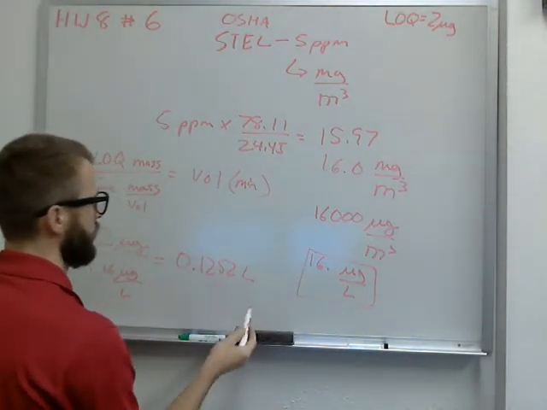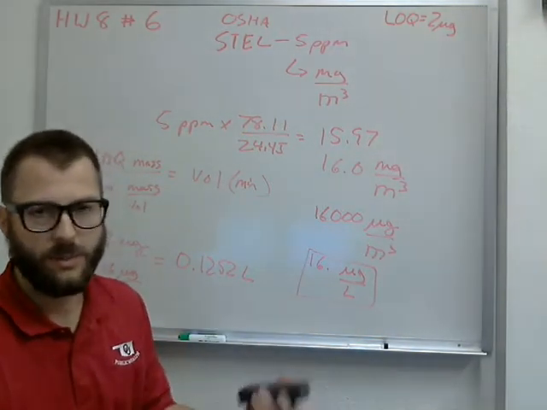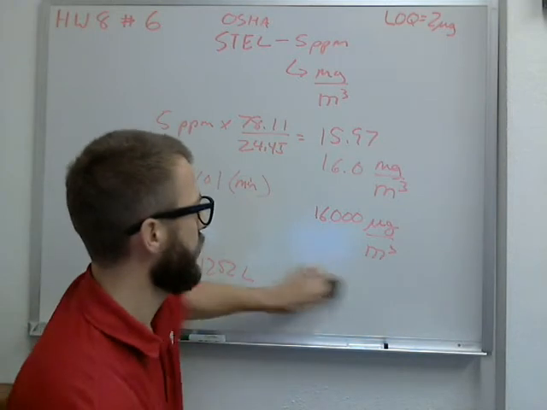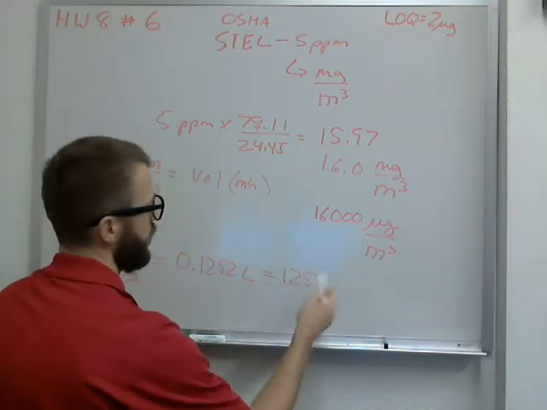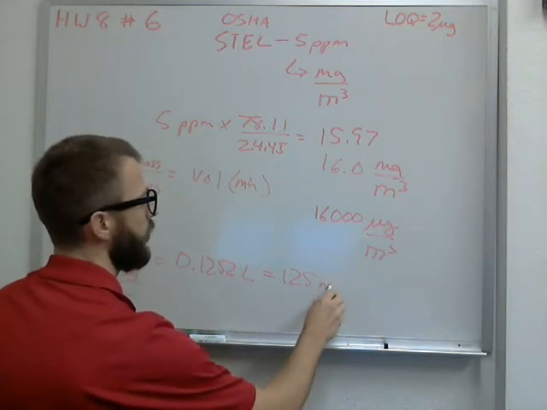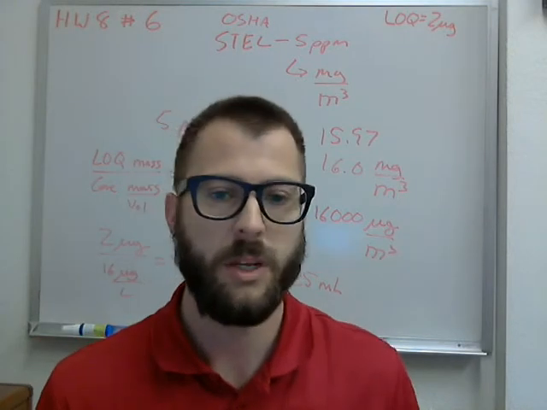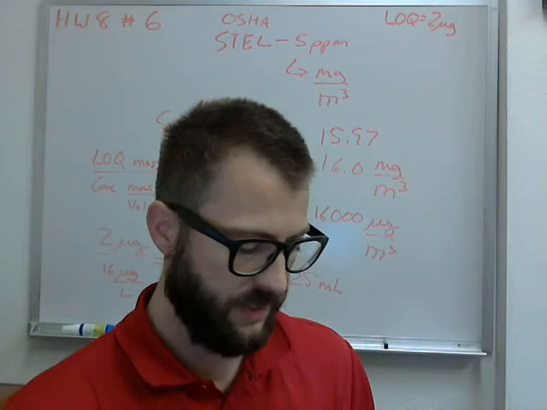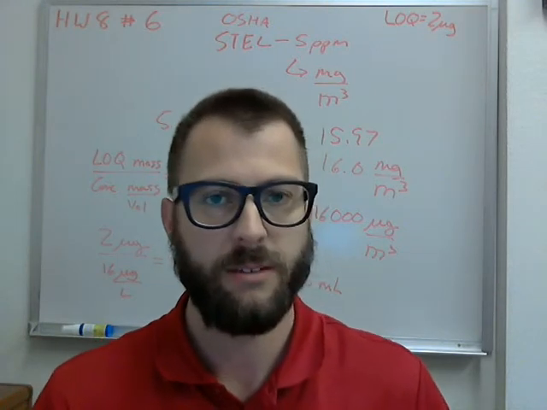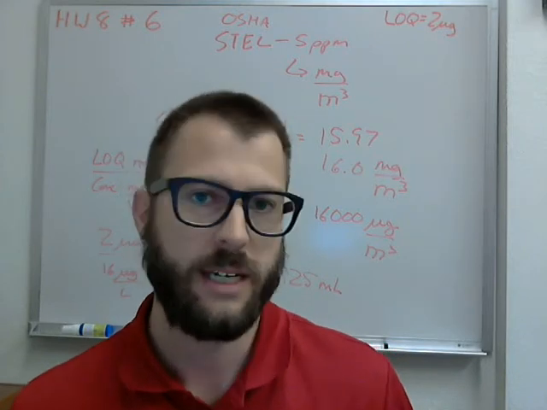So this comes out to 0.1252 liters. So at this point, I hope that you can convert between liters and milliliters in your head. It's a factor of 1,000. So this is 125.2, but 125 milliliters. So what's the minimum volume that you need to collect? 125 milliliters. If you don't collect that much, then you can't even possibly detect an overexposure.